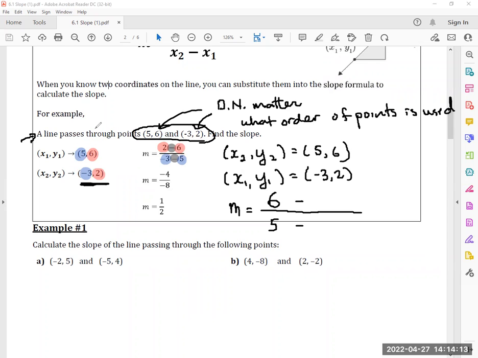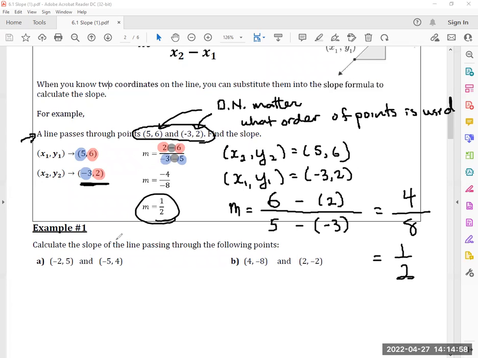So could it be 6 minus 2 on top? Yes, this is what I'm doing. So 5 and 6 is right here. And then -3, 2, the -3 is the x, so it goes on the bottom, and the +2 is y, it goes on top. So 6 minus 2, 4. 5 plus 3, 8. Same as before. It does not matter if I do one point first or the other point first. You will both get the same slope because you're talking about the same line.